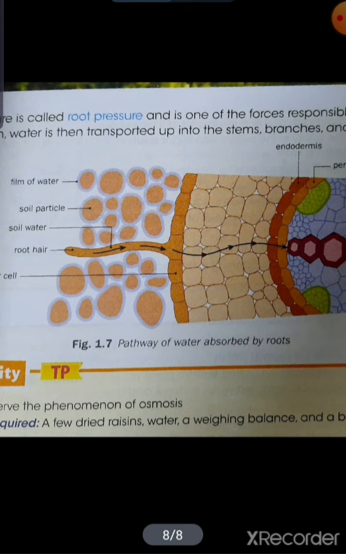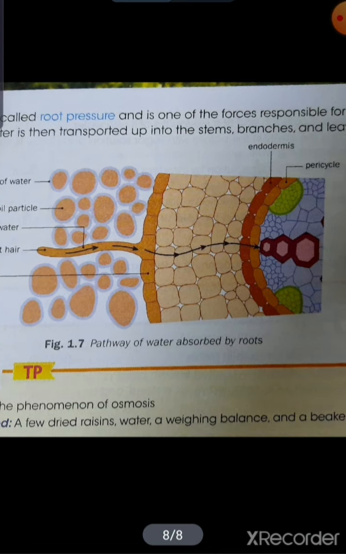Why? How is it coming? Because when the water comes into the first root hair cell, the concentration will be higher in the first root hair cell. Why? Because it is fully filled with water, but in the next cell the concentration is very less. So again it will transfer from the higher concentration to the lower concentration, and it will continue until it comes to the xylem tissue.